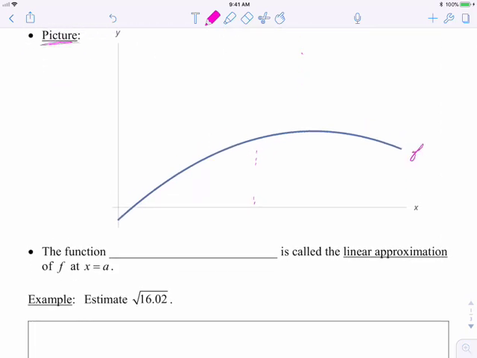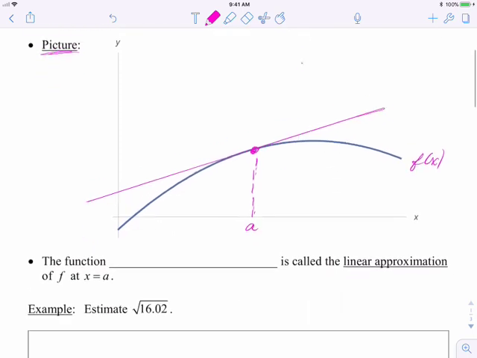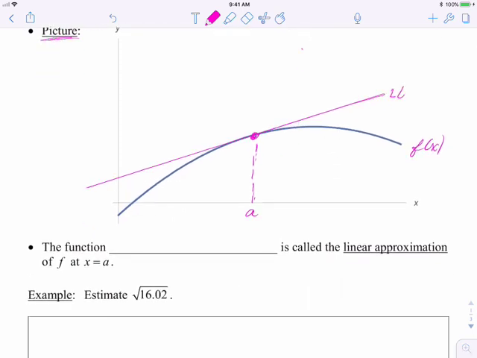Okay, here's f of x. And let's say we select a point on the graph right about here. That's when x is equal to a. And let's say we draw the line that is tangent to the graph at that point. And I'm going to call this L of x. Okay, so basically what we're going to do is take the equation of the tangent line and transform it, basically make it look more function-like, if you will, utilizing function symbols.